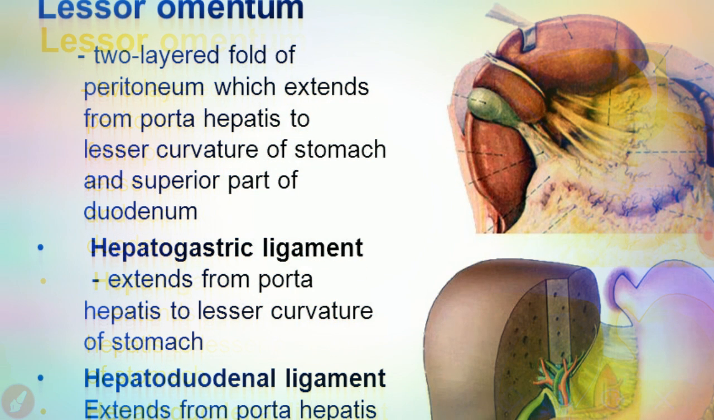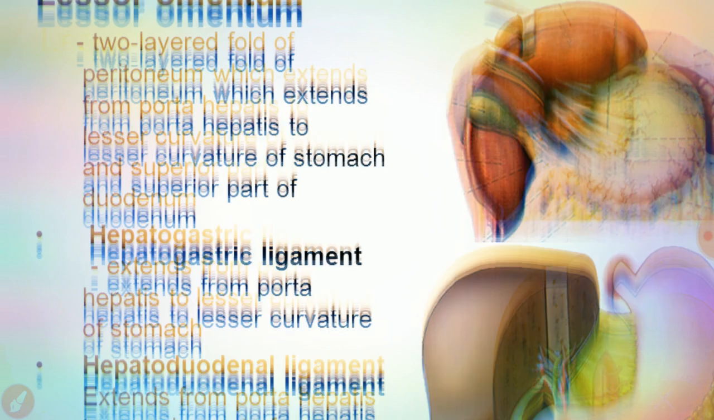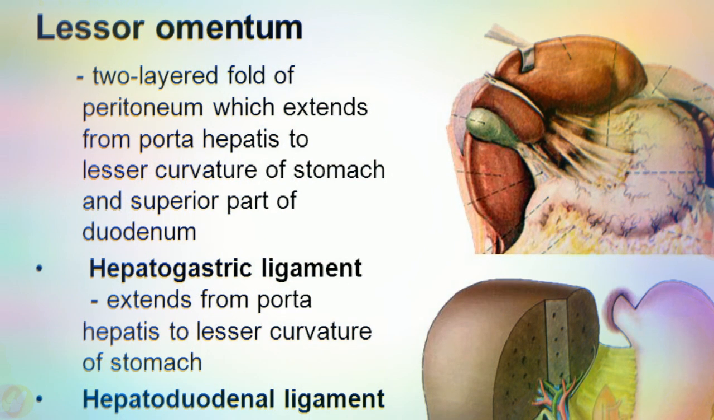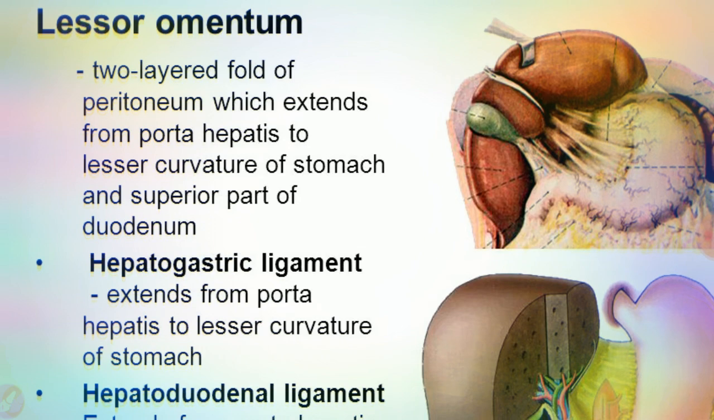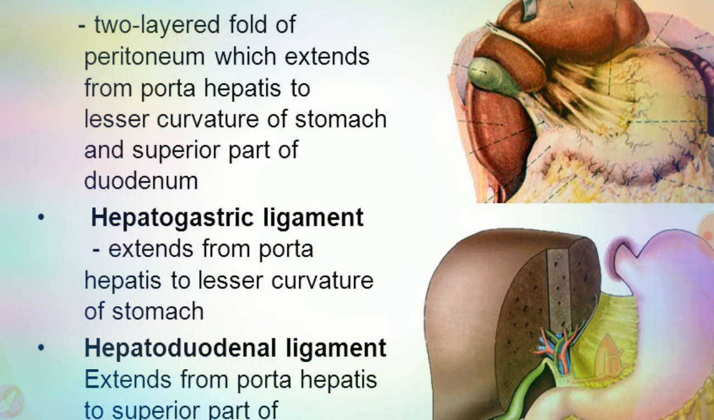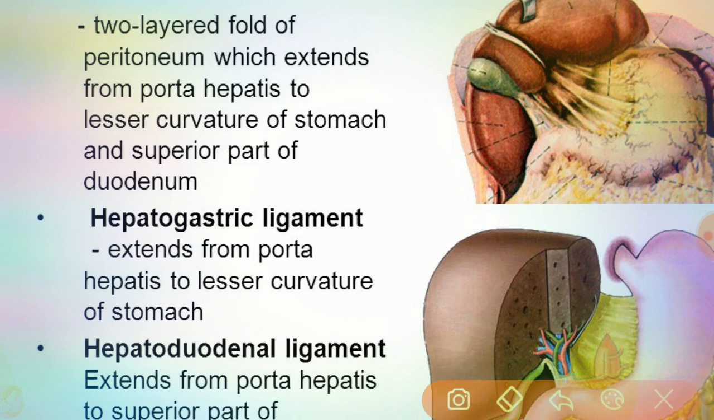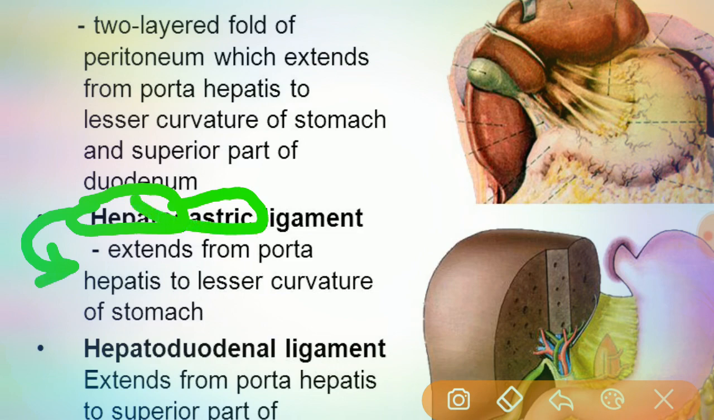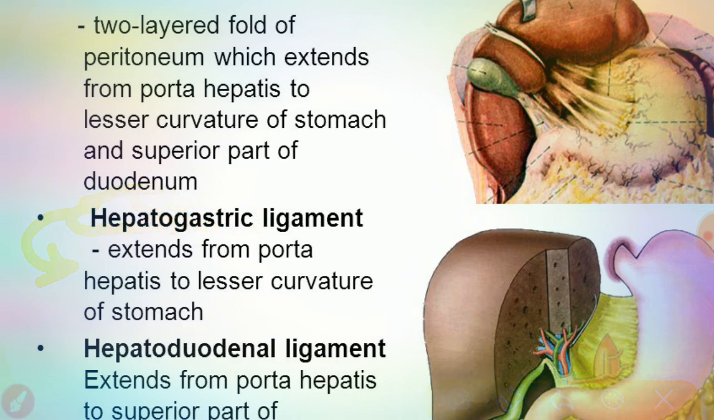Then the hepatogastric ligament. There are two ligaments which come under the lesser omentum. The first one is the hepatogastric ligament and the second one is the hepatoduodenal ligament. So let's see the first one, the hepatogastric ligament. The hepatogastric ligament extends from the porta hepatis to the lesser curvature of the stomach. The word itself says hepato, from the hepatis, to gastric, the curvature of the stomach. That is the first ligament of the lesser omentum.